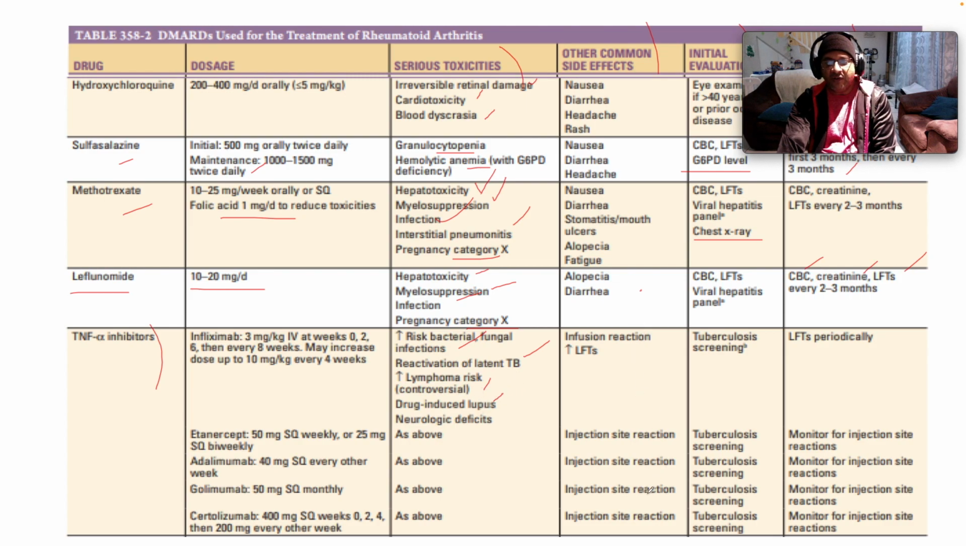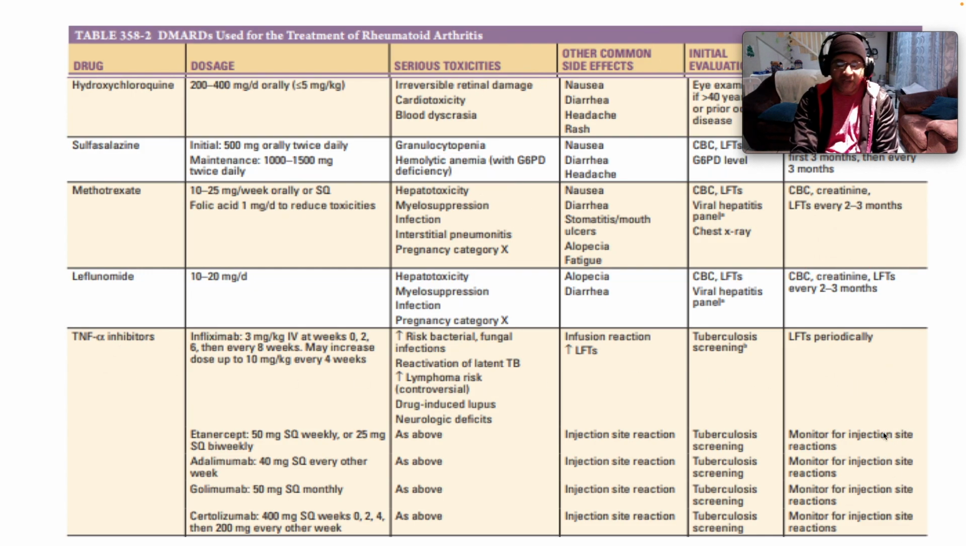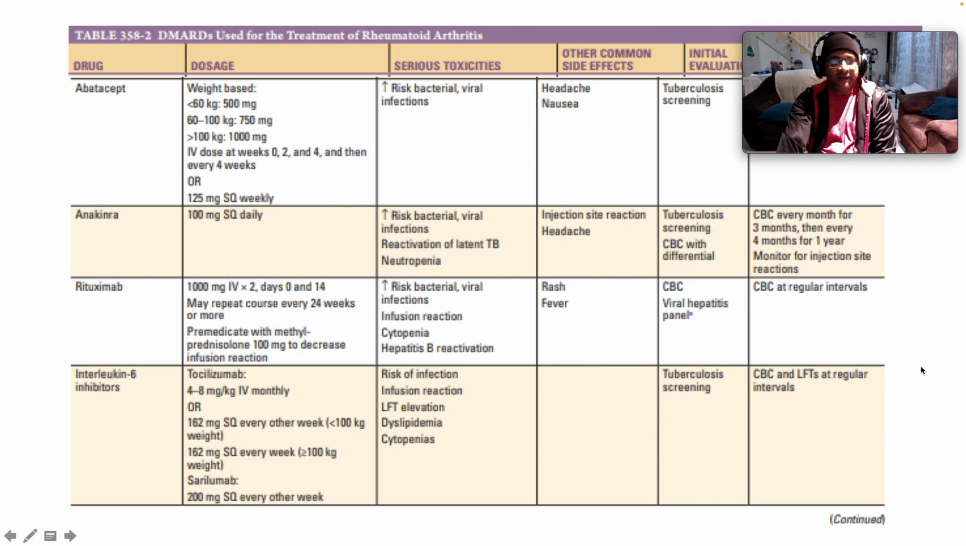Now, important, all of them can cause injection site reactions and infusion reactions, and infliximab can cause a transaminitis, right? You want to do tuberculosis screening before you start any of these, and do your liver function tests periodically for infliximab and monitor for injection site reactions on the others, all right? Right, then the other options I just want to mention here, right, we have is rituximab, right? We can also use anakinra, which is an interleukin-1 receptor antagonist, and abatacept.